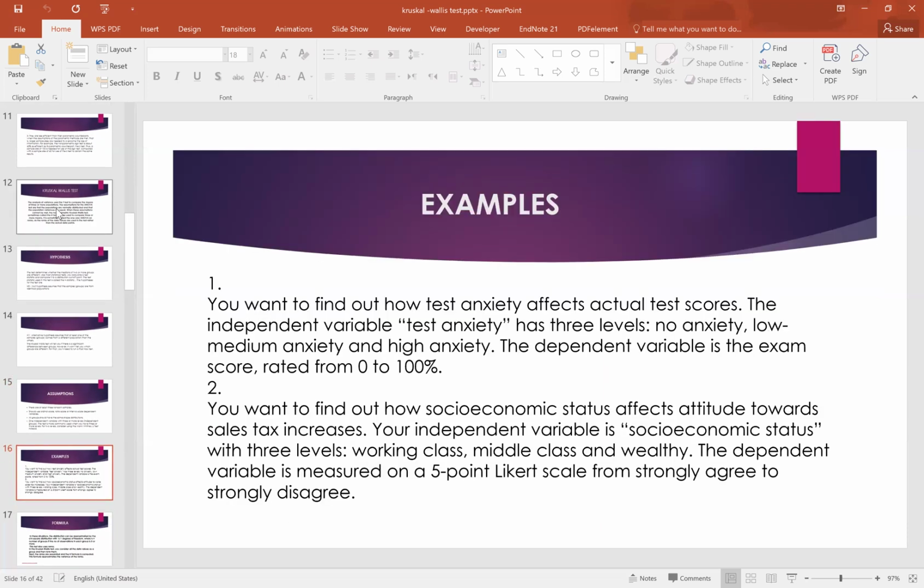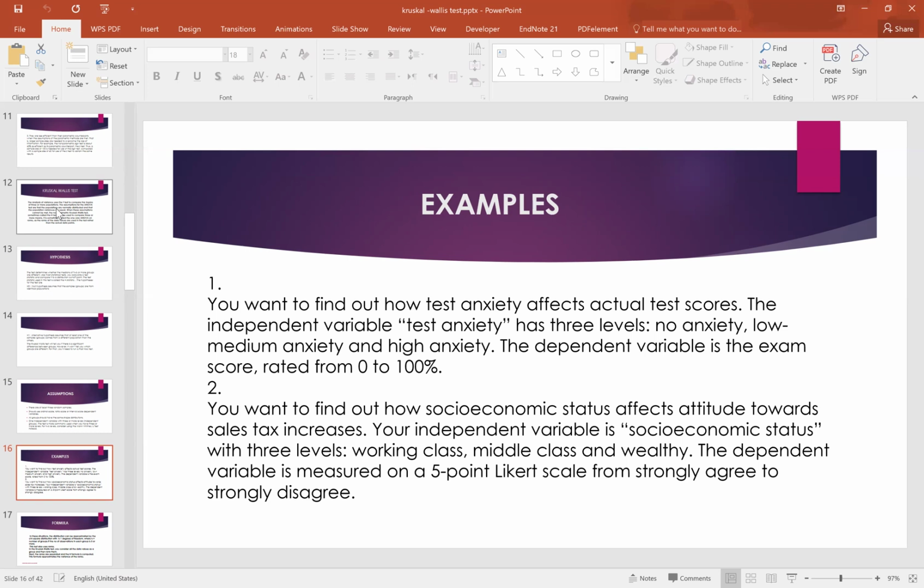Example. The first example is you want to find out how test anxiety affects actual test scores. The independent variable, test anxiety, has three levels: no anxiety, low to medium anxiety, and high anxiety. The dependent variable is the exam score rated from 0 to 100%.